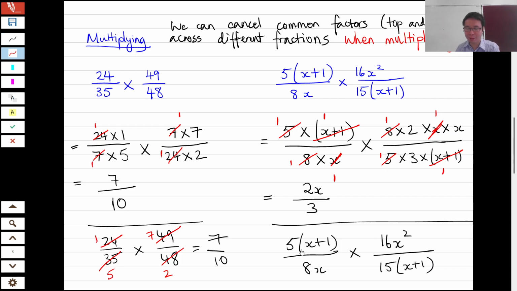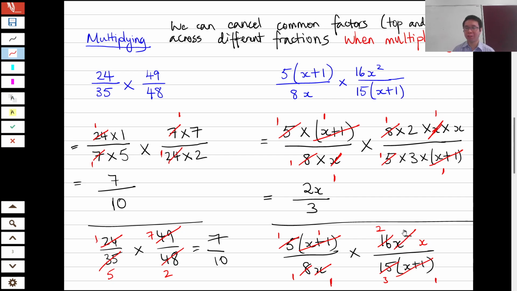Okay, so the x plus 1 and the x plus 1 will cancel, giving me 1 and 1. The 5 and the 15 will cancel to 1 and 3. The 8 and the 16 will cancel to 1 and 2. The x and the x squared will cancel to 1 and x, because x squared has 2 x terms, so I can only get rid of one of them.